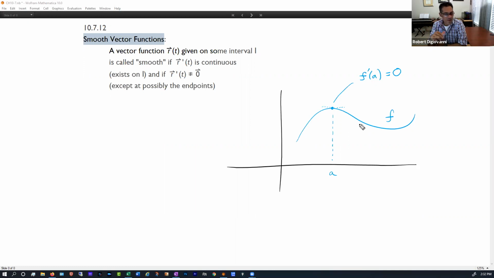But with vector functions, the first derivative does tell us about smoothness. And if the first derivative is ever 0, then it's not smooth. I mean, sorry, if the first derivative is 0, then we will say it's not smooth. If it's not 0, then we can say that it is smooth. And when I say 0, I mean the 0 vector.